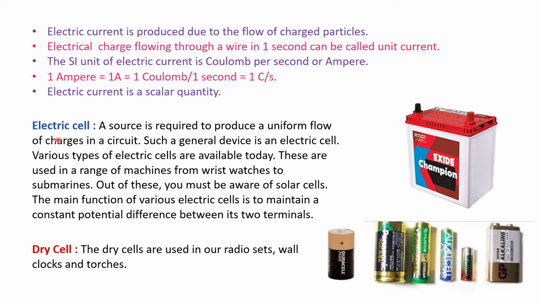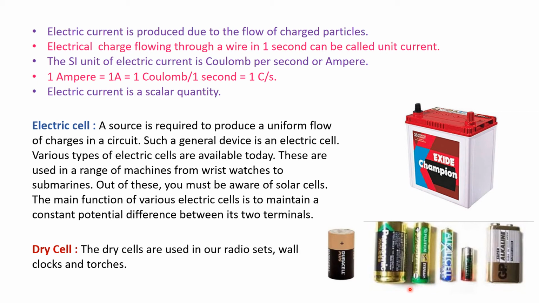Now we will study about the electric cell. A source is required to produce a uniform flow of charges in a circuit. Such a device is an electric cell. Various types of electric cells are available today. These are used in a range of machines from wristwatches to submarines.